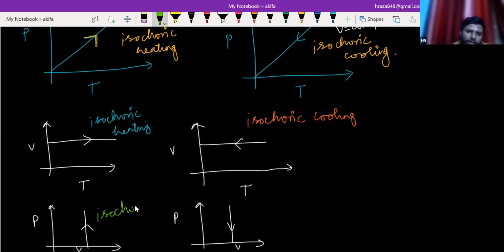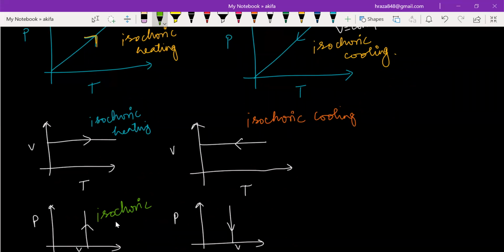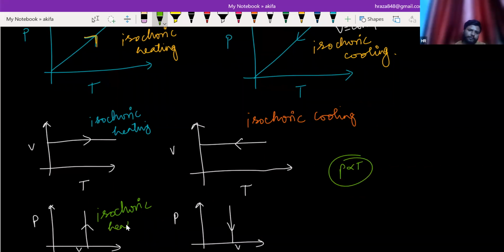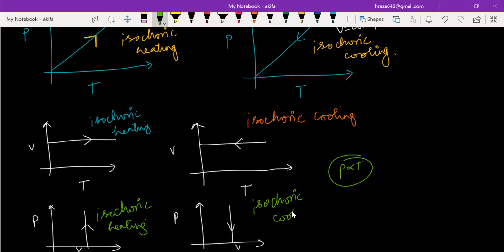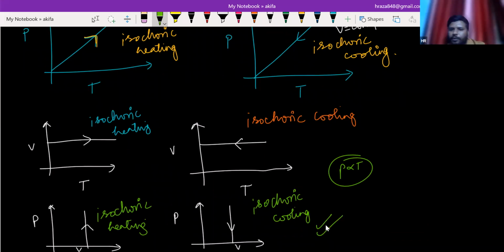This is also isochoric because volume is constant. What about this pressure graph? Heating or cooling? Heating, because pressure is directly proportional to temperature. Very good. And this is basically isochoric cooling. Very good, very good. Please let me know if you are done with this.